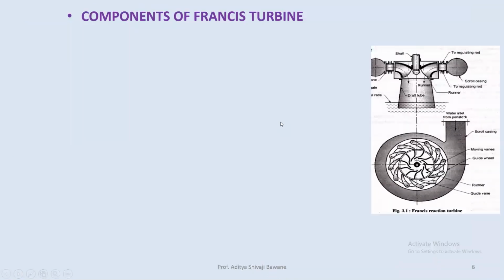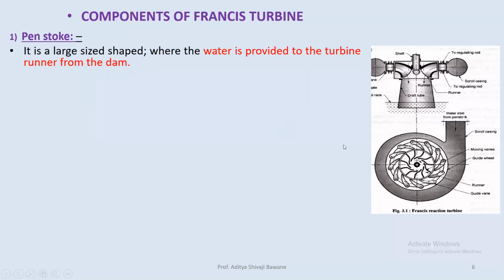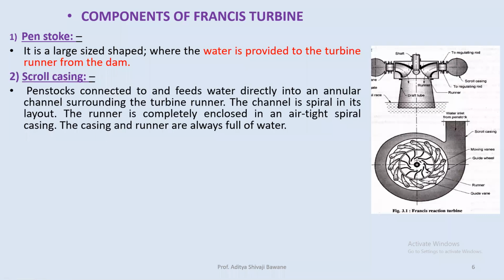So let us learn the components one by one in detail. Penstock: we know the water which has been stored in the dam is carried through a large pipe and provided to the turbine inlet. So water is provided to the turbine runner from the dam. We say it as penstock.